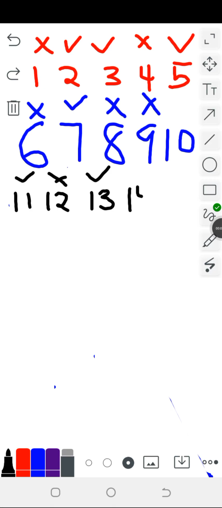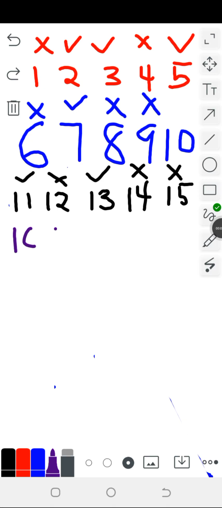Now 14. Is 14 a prime number? We say no. 14 is not a prime number because 14 can divide other numbers like 2 and 7 to give a whole number. 15. Is 15 a prime number? We say no. Aside from dividing 1 and itself, 15 can divide other numbers like 3 and 5.